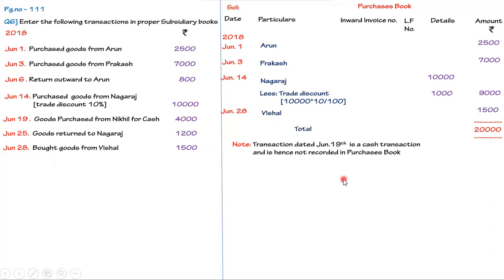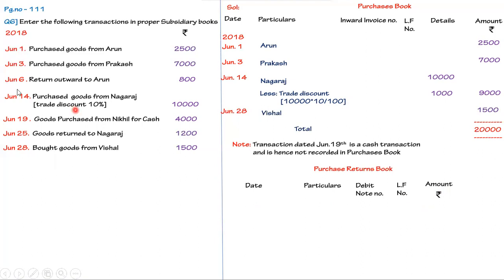So here is purchase returns book, the format for which is date, particulars, debit note number, LF number, amount, rupees. The format for purchases book is date, particulars, inward invoice number, LF number, details, amount, rupees, whereas the format for purchase returns book is date, particulars, debit note number, LF number, amount, rupees. So only two transactions are related to purchase returns.